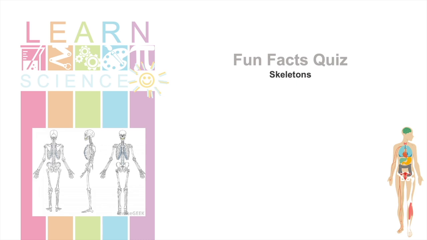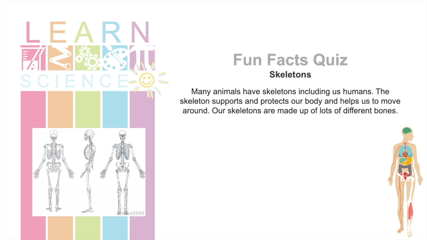Let's dive right in with a fun facts quiz about skeletons. Many animals have skeletons, including us humans. Our skeleton supports and protects our body and helps us to move around a lot. Our skeletons are made up of lots of different bones. The question is though, how many bones make up a human skeleton? Is it A, 173, B, 58, or C, 206? I'll give you a moment to think about this.